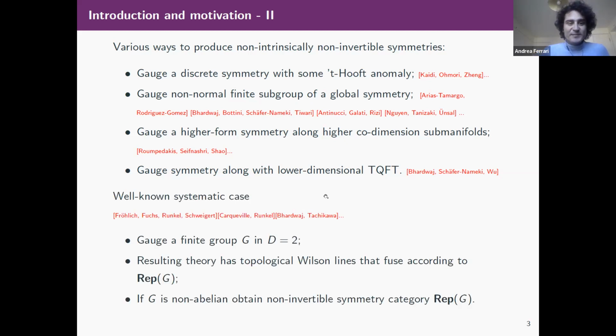Now, there are some very special cases, or a subset of these, where we actually know what the category we end up with is. And this is work that goes back quite a long time, on 2D QFTs. For example, if you gauge a finite group G in 2 dimensions, you expect the resulting theory to have Wilson lines that fuse according to the representation theory of G. And if G is non-abelian, we may obtain non-invertible symmetry with symmetry category Rep G.